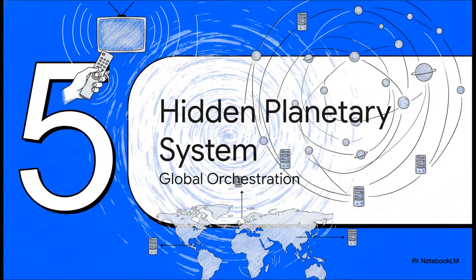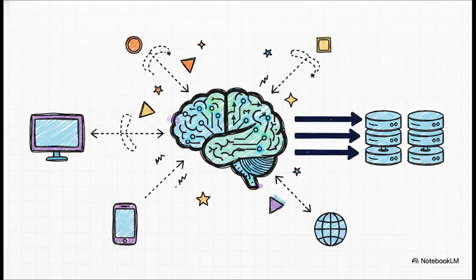Finally, let's wrap up with Section 5, the hidden planetary system. Okay, I want you to zoom out with me for a second. Shift your perspective from just watching a movie on the couch to viewing this entire global orchestration. Streaming infrastructure isn't just about handing you a video file. It is about real-time analytics at a planetary scale. The system is endlessly processing massive telemetry streams. It's tracking playback events, monitoring network quality, analyzing how engaged users are, and hunting down operational anomalies.